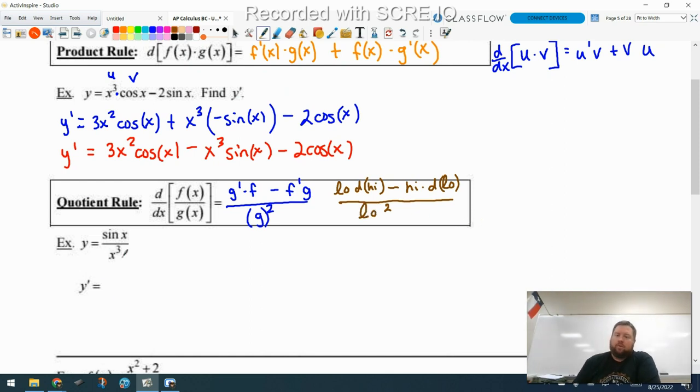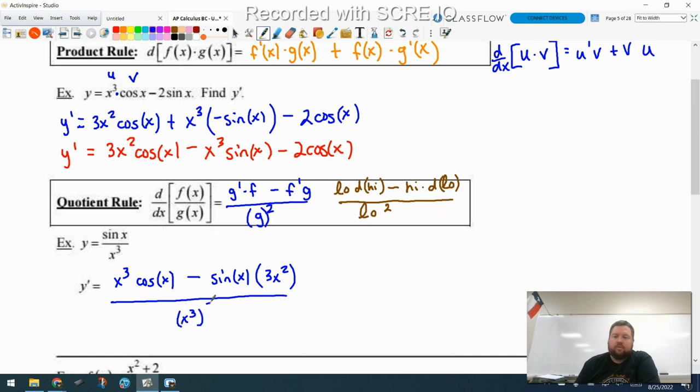All right, so we have a quotient right here, function on top, function on bottom. So we do low, which is x cubed, d high, derivative of sine is cosine, minus high, which is sine x, d low, which is 3x squared, all over low, x cubed squared. Okay, we can do a little bit of simplifying here. Usually when you do quotient rule, you'll be able to cancel something out. I shouldn't say usually, but oftentimes you can cancel stuff out.